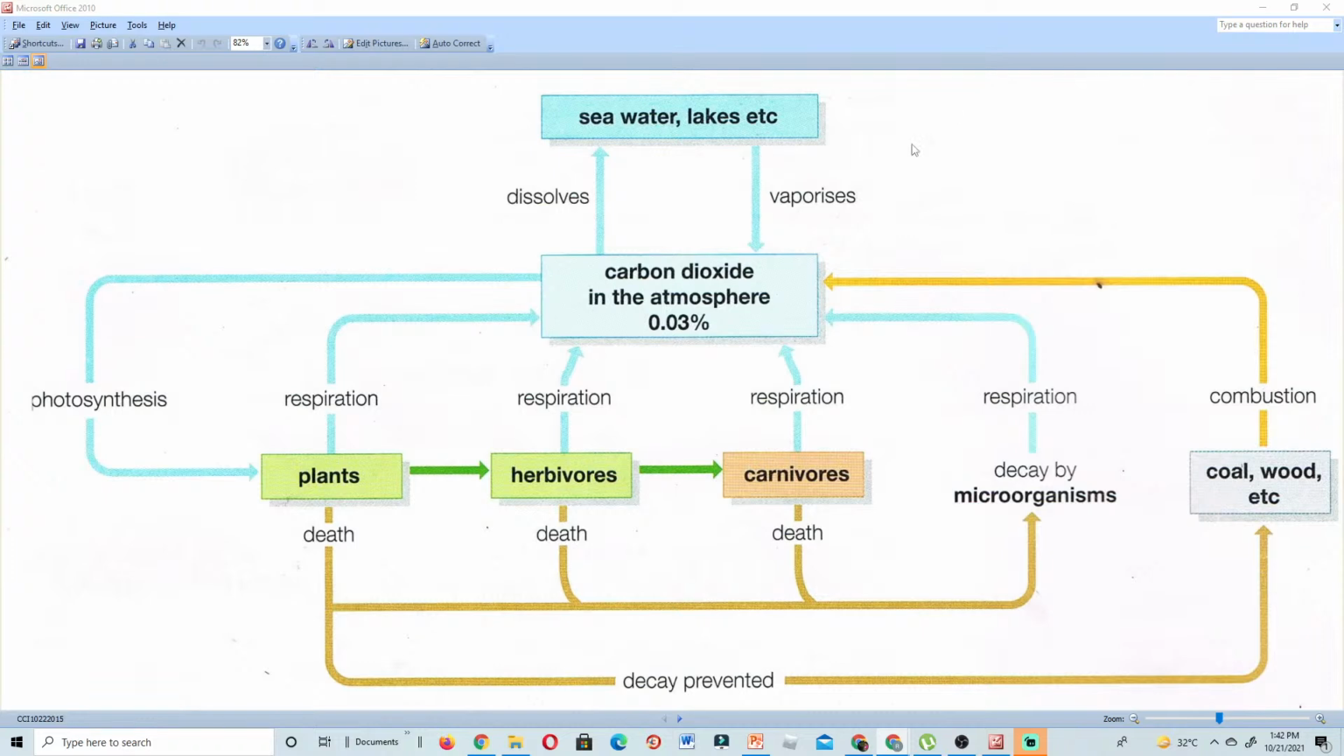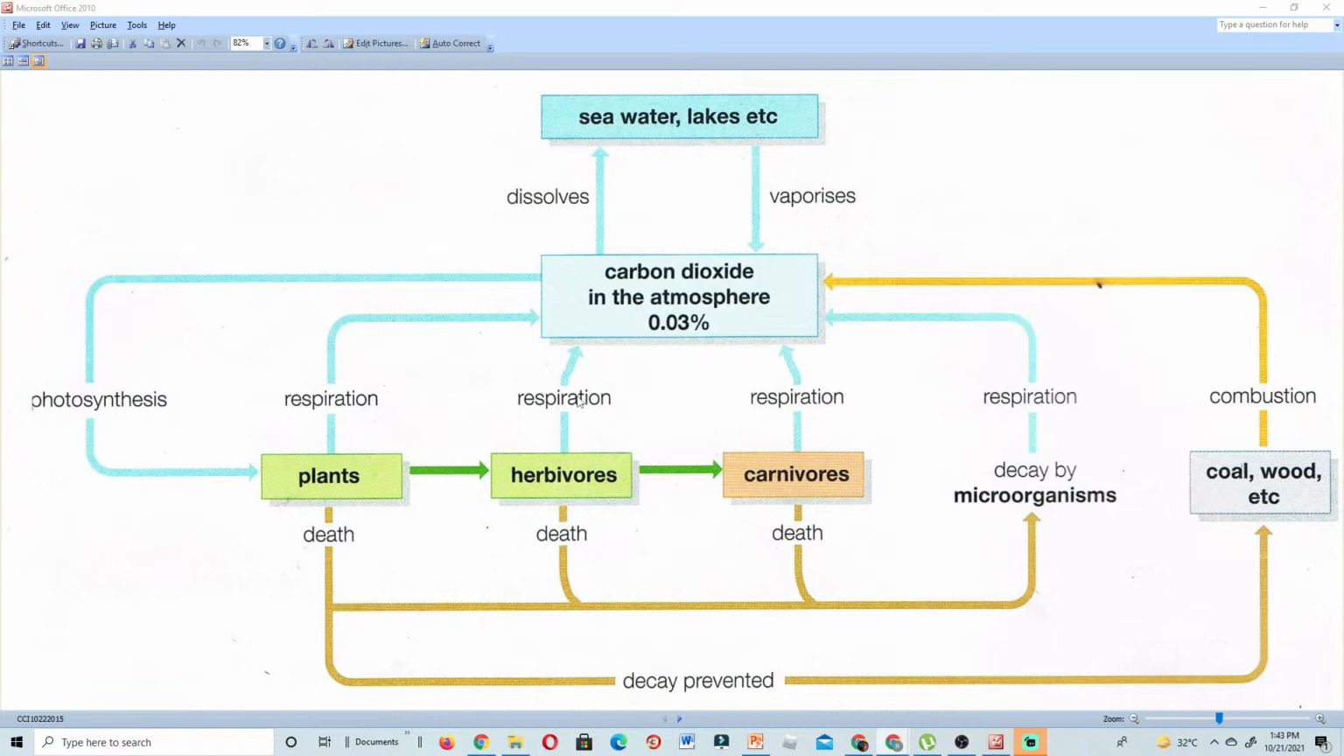So if I should ask you a question, what percentage of the air around you is carbon dioxide, then you should tell them that it is 0.03%. So that is the carbon dioxide in the atmosphere. Now they are saying respiration by plant. So starting from the left there, we have respiration by plants. They are saying that while plants are making their own food, they give off carbon dioxide.